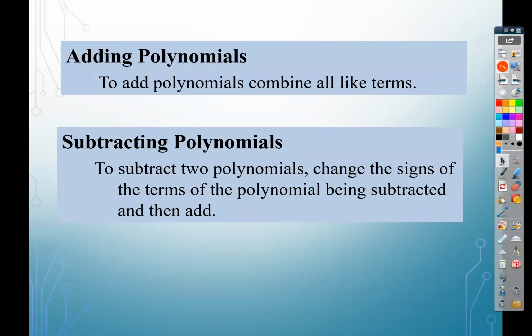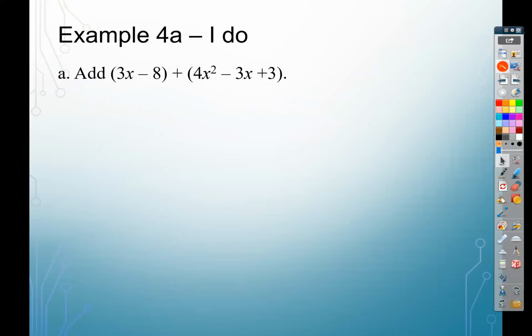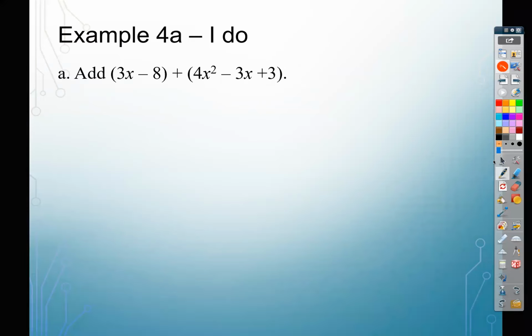Okay, to add polynomials, you combine like terms. To subtract two polynomials, change the signs of the terms of the polynomial being subtracted and then add. So that's kind of confusing. Let me walk you through that.